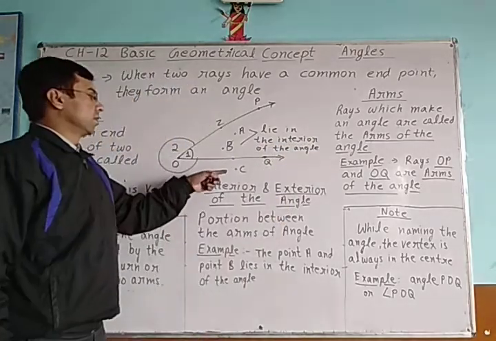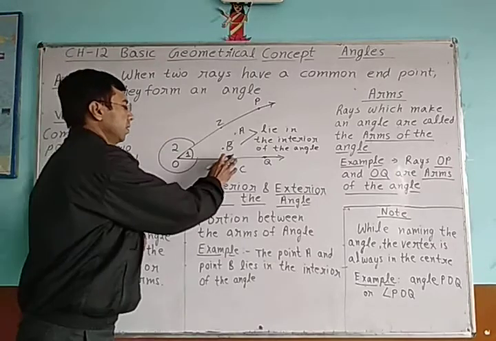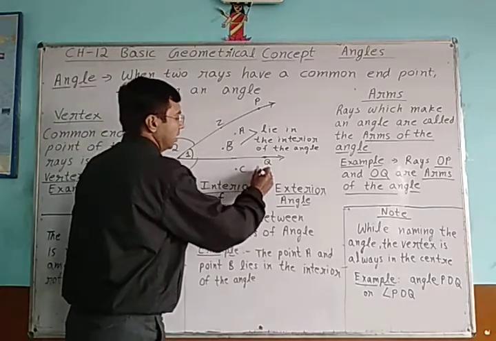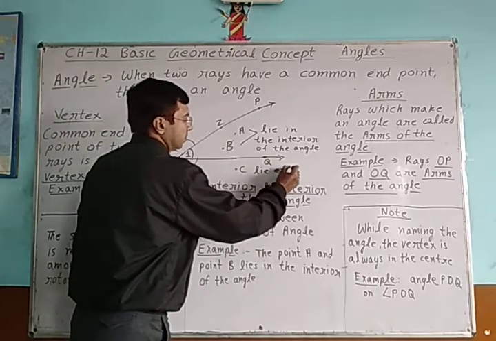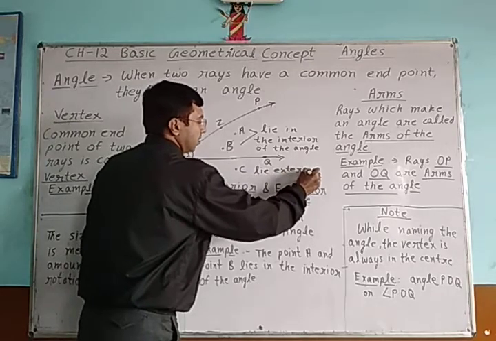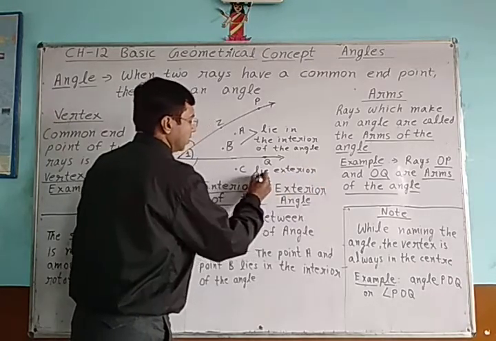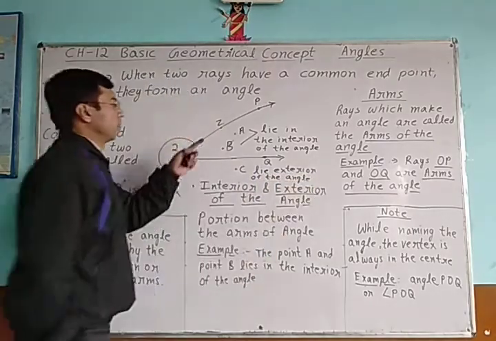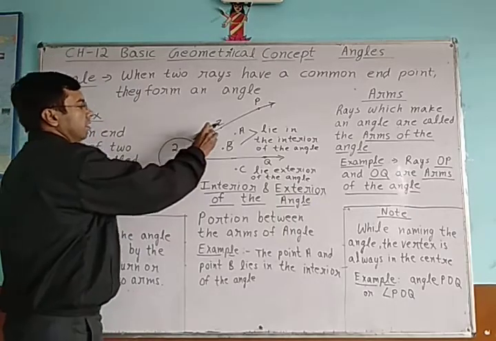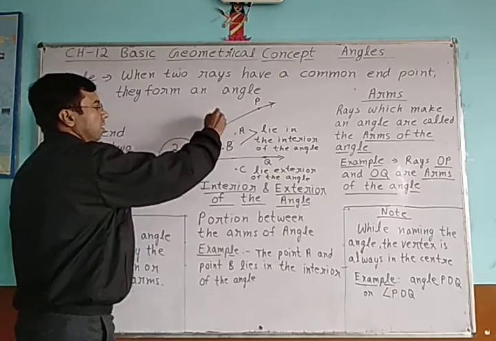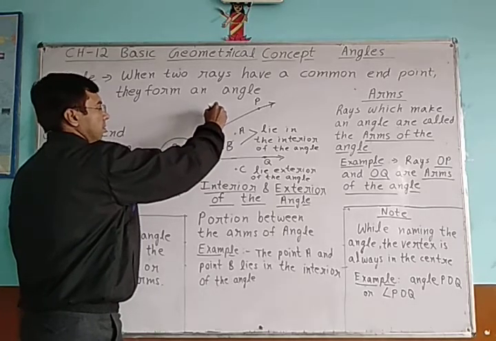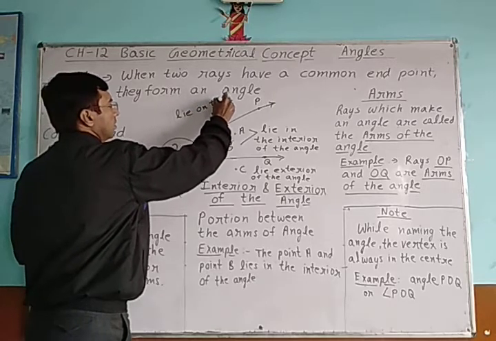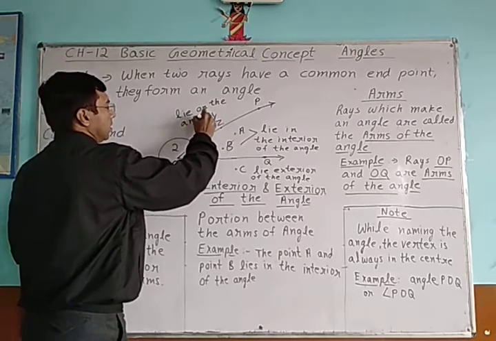See here point C. Clear? Point C lies in the exterior of the angle. Point Z, it is lying on the arm, so what do we say? It lies on the angle.